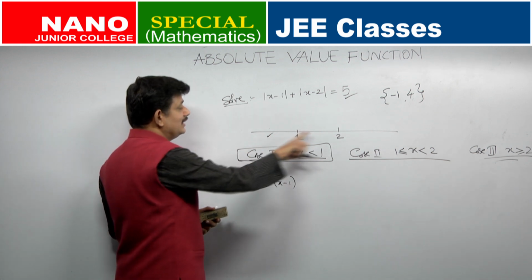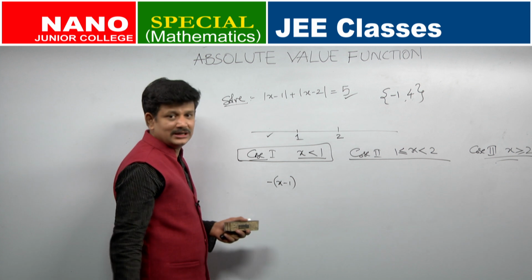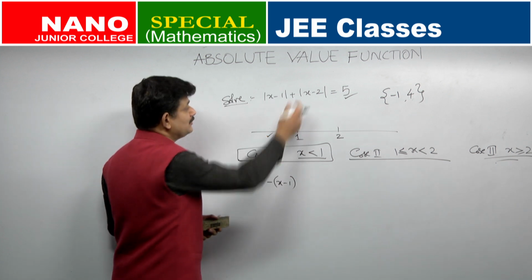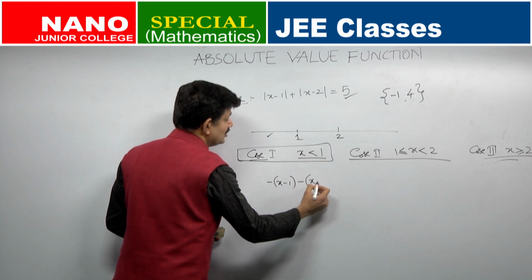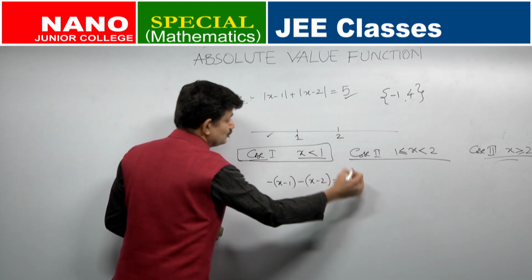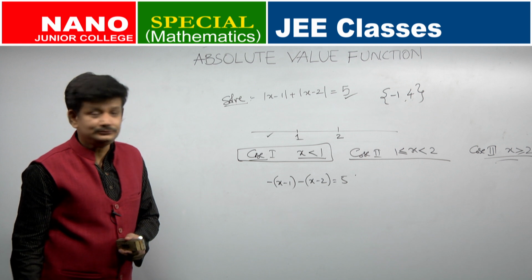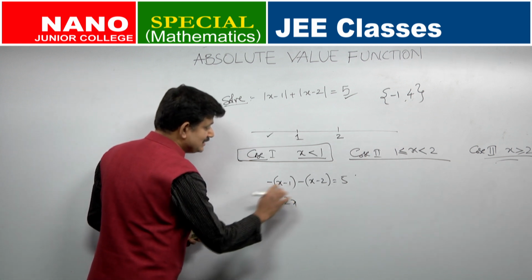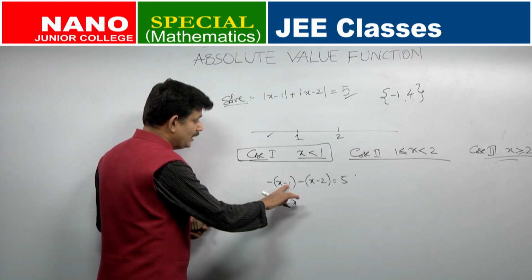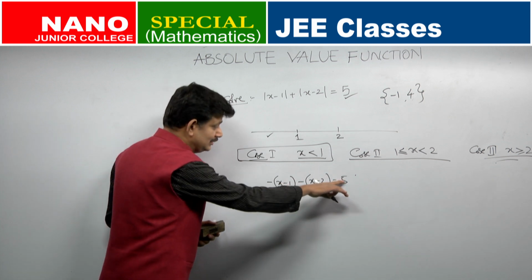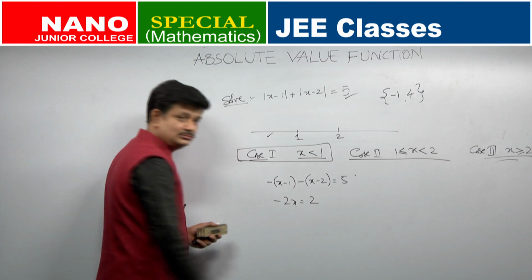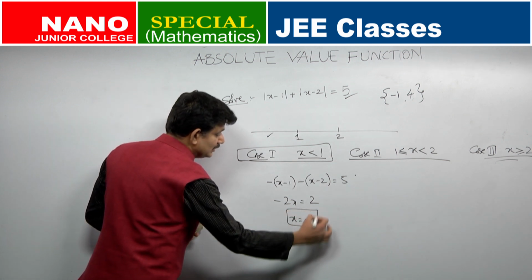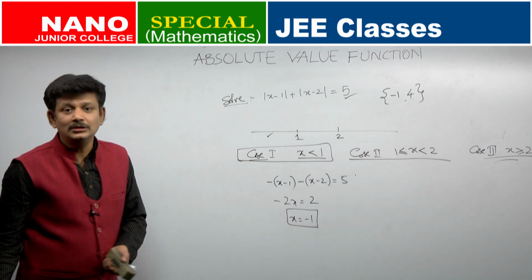Now, when x is less than 1, is x minus 2 positive or negative? x is somewhere here to the left of 2. So, x minus 2 is also negative. So, this will be minus of x minus 2 is equal to 5. So, what do you get? Minus 2x minus x minus x, 1, 2, 3, 2. So, x is equal to minus 1.